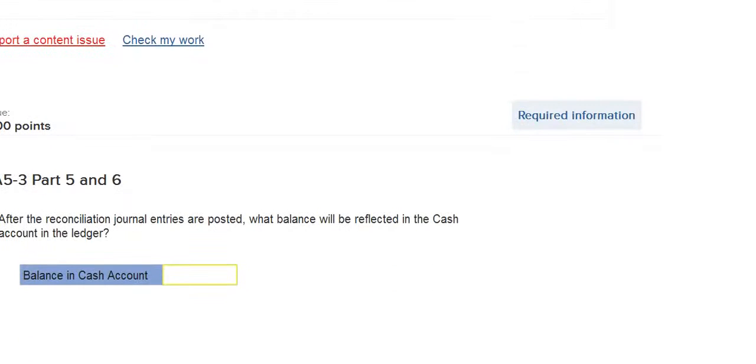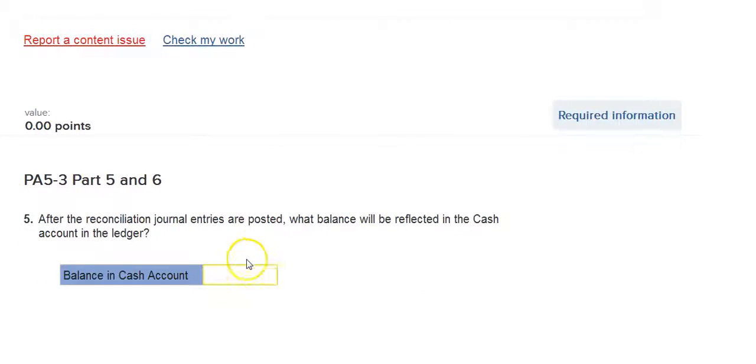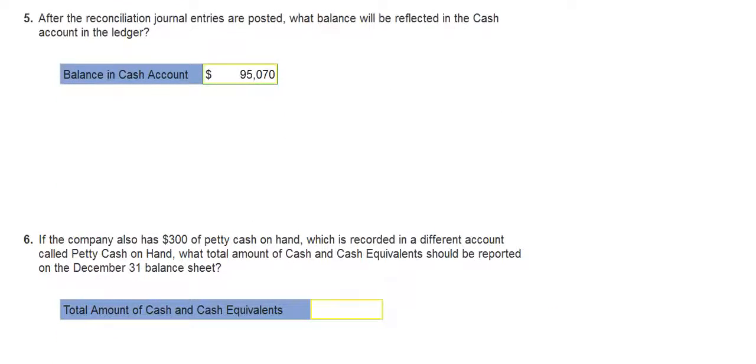It asks you what should be, after the reconciliation journal entries are posted, the balance in the cash account? That should be $95,070. And then finally, if the company also has $300 of petty cash, how much should you report in cash and cash equivalents? Well, we would group the two together. We would report all cash together unless it's restricted. So $95,070 plus 300 equals $95,370. And that finishes our problem.